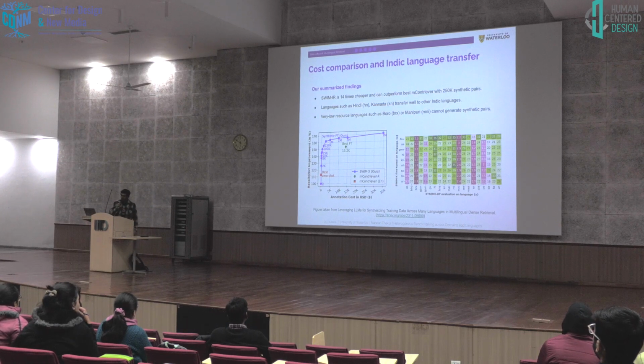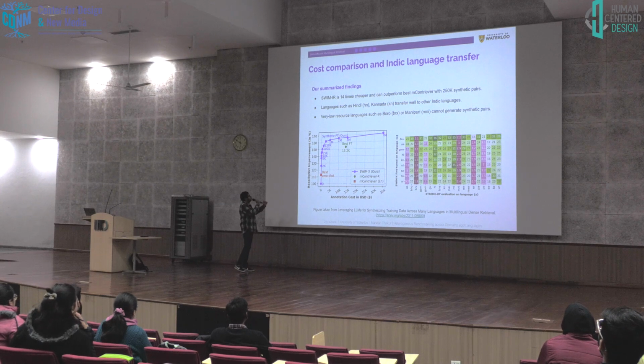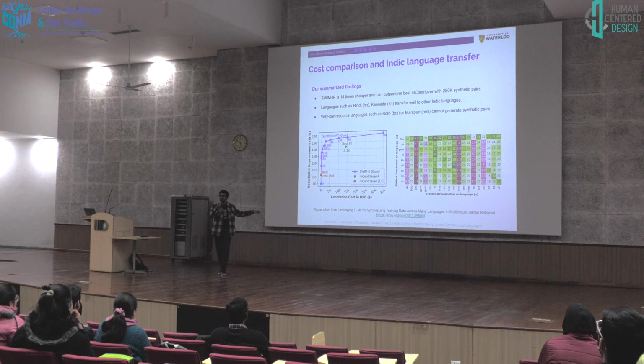Lastly, what we found interesting in our paper: one was we did a cost comparison. In this cost comparison, the blue line which you can see is basically our synthetic models. On the y-axis, you have the performance improvement, which is mentioned as a relative term. And on the x-axis, you have the annotation cost.